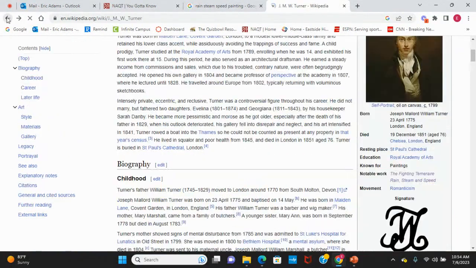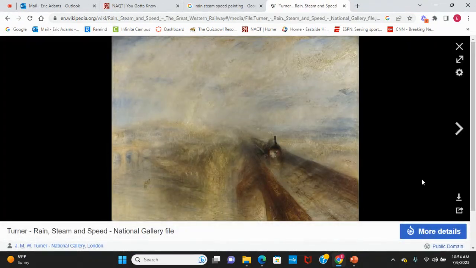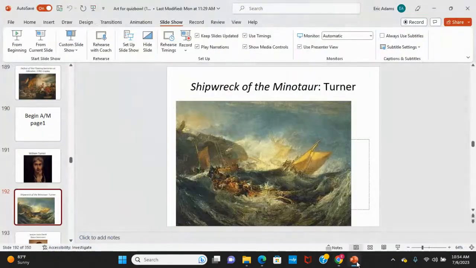And then the other one that he is noted for, probably comes up the most, is what you see here, Rain, Steam, and Speed. So that is what we have there for Turner.